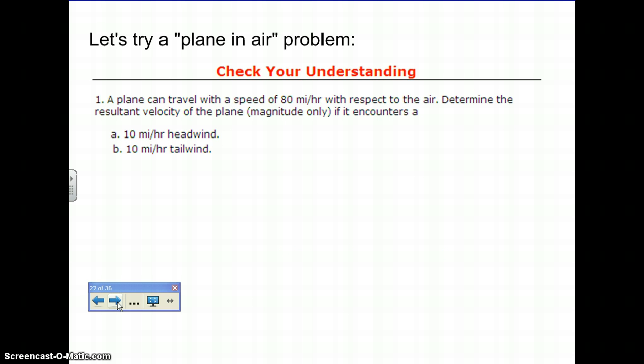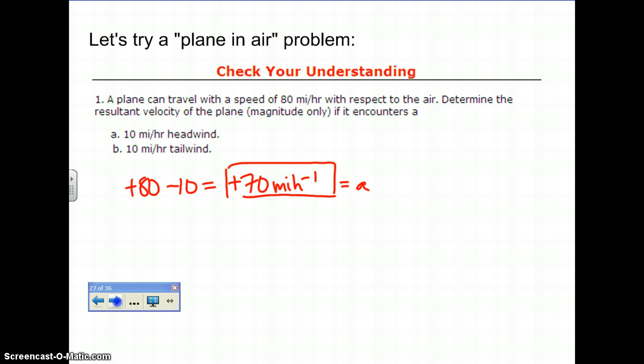Check this problem out here. It says a plane can travel with the speed of 80 miles per hour with respect to the air. Determine the resultant velocity of the plane, magnitude only, if it encounters a 10 mile per hour headwind. Okay, so headwind means that it's going opposite your direction. So you have a positive 80 and a negative 10, so that should give you a positive 70 miles per hour. So that's for A's answer. And then for B, it says with a tailwind. So positive 10, positive 80 equals positive 90 miles per hour. So that would be B's answer.